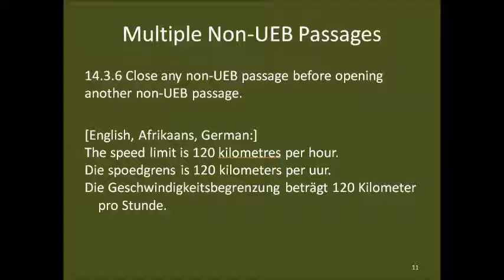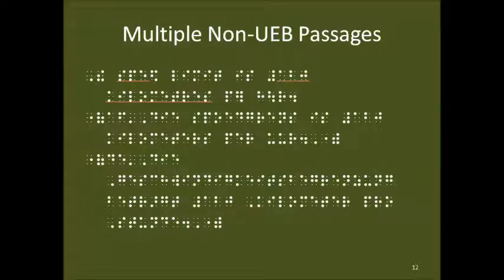If you have multiple non-UEB passages, then you need to close one and start the other. So you don't just keep opening up new codes. You have to close one before you start the next one. Here's an example with 3 different languages, the same sentence in 3 different languages. We have the first one in just regular UEB because that's English, and then we have our Afrikaans language with that AF identifier within the non-UEB passage indicator, and then DE again for Deutsch, for the German phrase. Notice again that we have to terminate our passages.